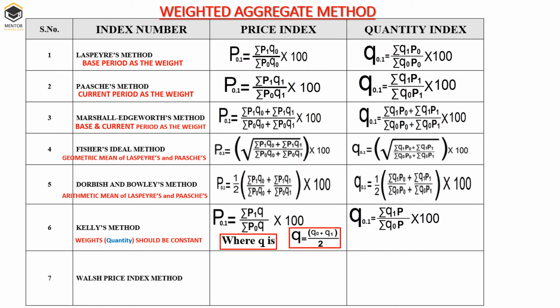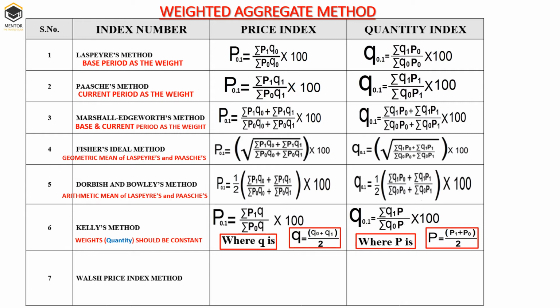In this we were having P0. Now it is only P here in Kelly's method. So what is P here? P is equal to the arithmetic mean of current year price plus base year price divided by 2. Clear with this? So these are all about our Kelly's method.